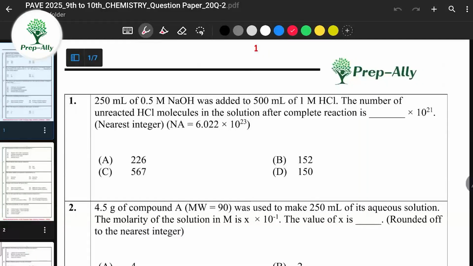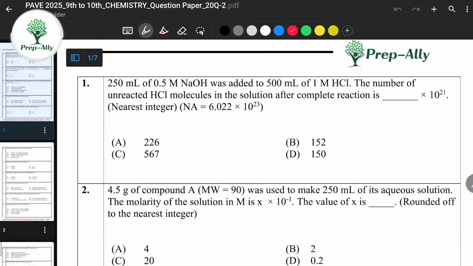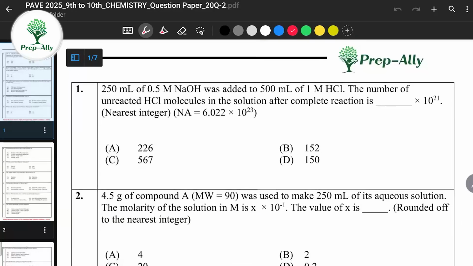Hello everyone. So we are going to solve this exam PAVE 2025. We will solve each and every question one by one. So we're going to start with question number one.